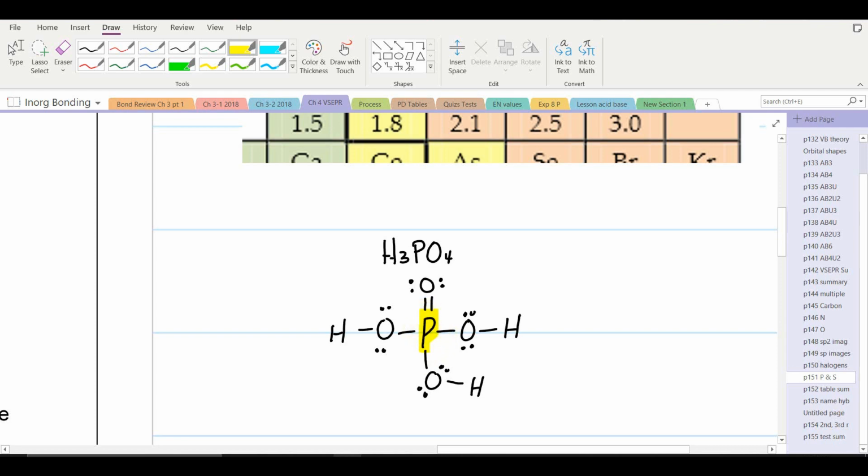So it needs 5 orbitals, but this bond is a double bond. And a double bond, remember, is made of 1 sigma and 1 pi bond. And don't forget, pi bonds are always made from unhybridized orbitals. So you will not need a hybridized orbital for one of these 5 bonds. You'll just need 4 hybridized orbitals. So we need sp3 hybridization, right? 4 hybridized orbitals for phosphorus.